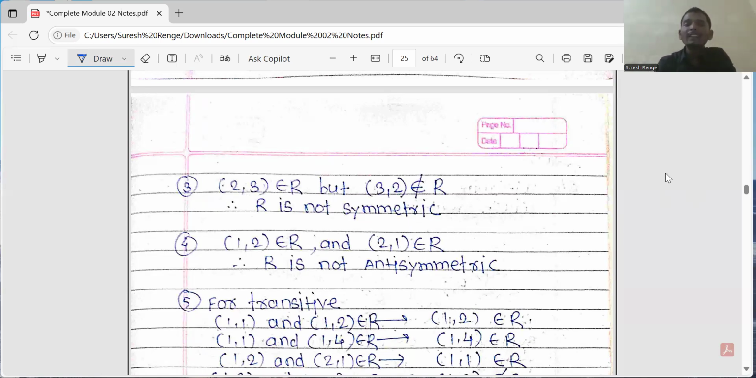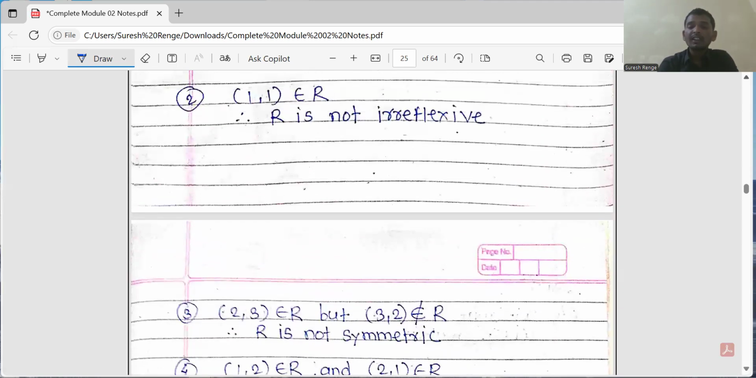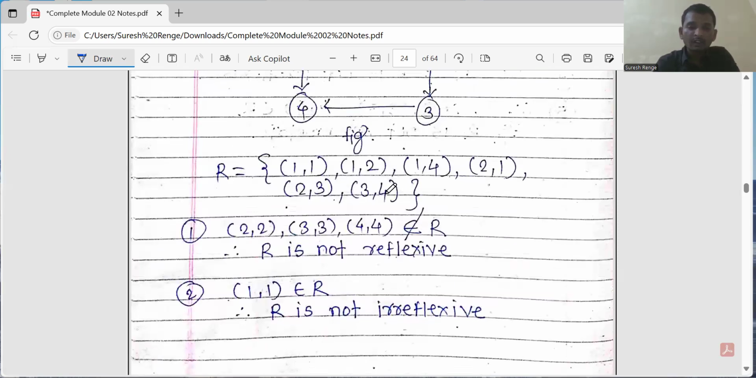But if one element 2 comma 3 exists in the relation, but 3 comma 2 is not available in that relation, then we have found one pair that does not satisfy the symmetric property. Let us see here: 1 comma 2 is available in this relation, and its symmetric pair is available there.